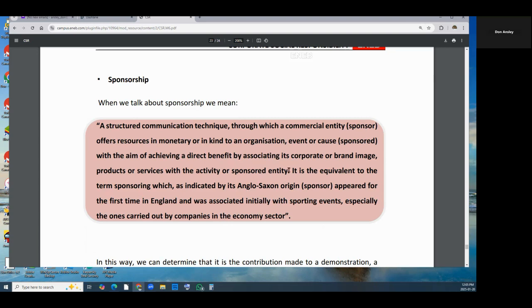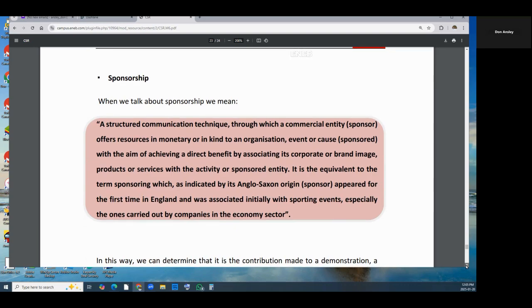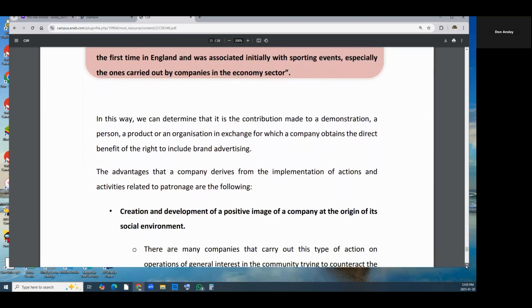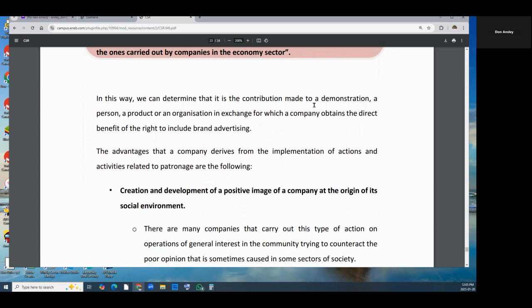It is equivalent to the term sponsoring, which, as indicated by the Anglo-Saxon origin, sponsor appeared for the first time in England and was associated initially with sporting events, especially the ones carried out by companies in the economy sector. And in this way, we can determine that it is the contribution made to a demonstration, a person, a product, or an organization, in exchange for which a company obtains the direct benefit of the right to include brand advertising.